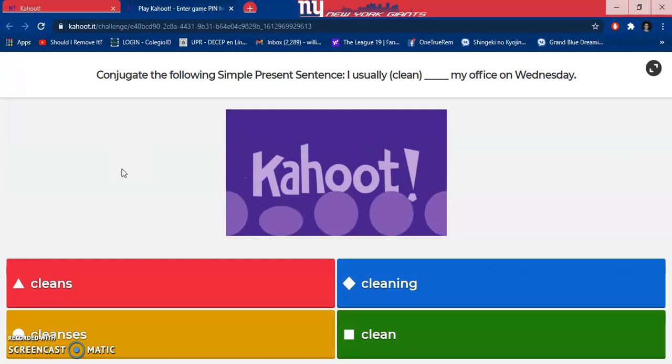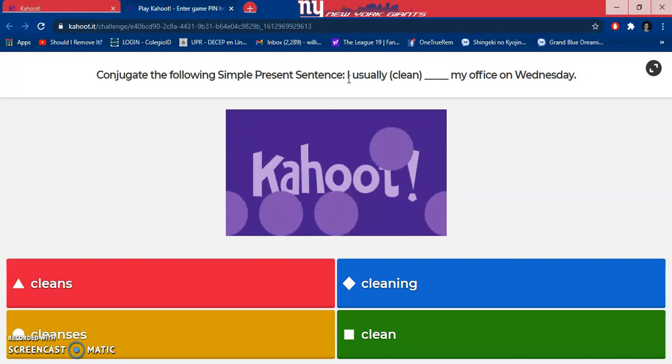Moving on to the next sentence exercise, it says, I usually blank my office on Wednesday. So again, what's the first thing that we're going to do? ¿Qué es lo primero que vamos a hacer? Vamos a ver el sujeto de la oración. The subject in this sentence is I. Sujeto es I. Como es primera, and this is first person singular.